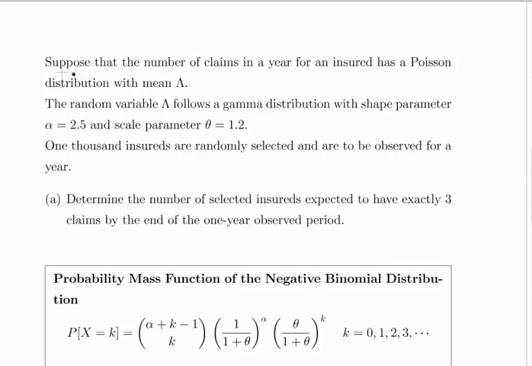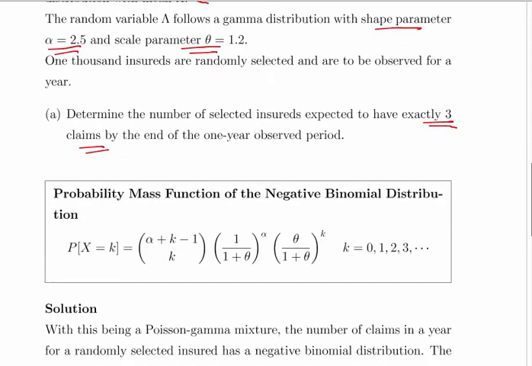So this is the actual question. Suppose the number of claims in a year for an insured has a Poisson distribution with mean capital lambda. The random variable lambda follows a gamma distribution with shape parameter alpha equals 2.5 and scale parameter theta equals 1.2. 1,000 insured are randomly selected and are to be observed for 1 year. Determine the number of selected insured expected to have exactly 3 claims at the end of the 1 year period.